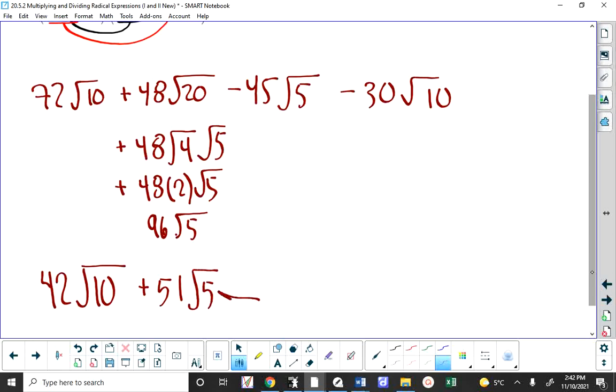By the way, I'm looking right now at the 5 under the radical. I'm looking at the 10 under the radical. And that's a good feeling because 10 and 5 cannot be simplified further. If I saw 20 again, then I would have to do something with it.